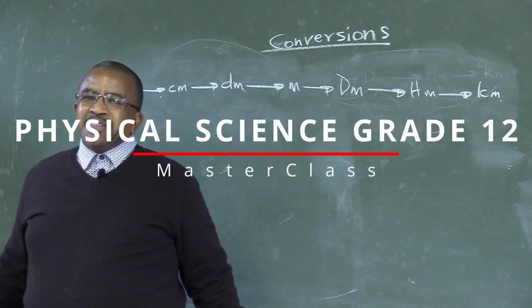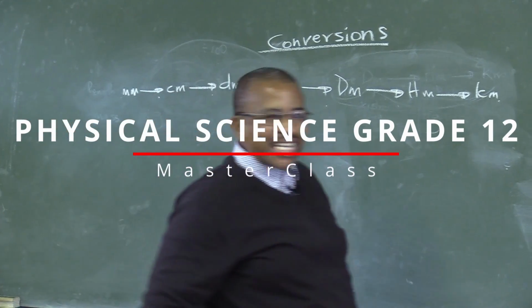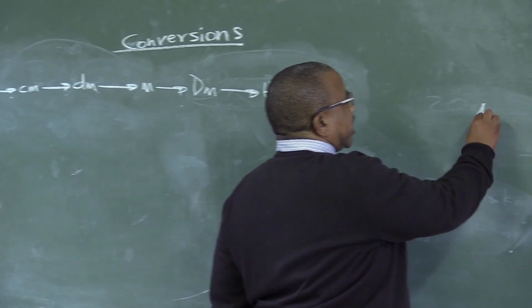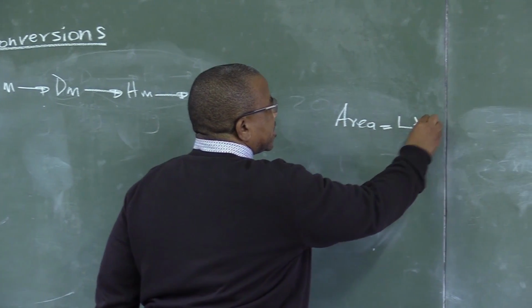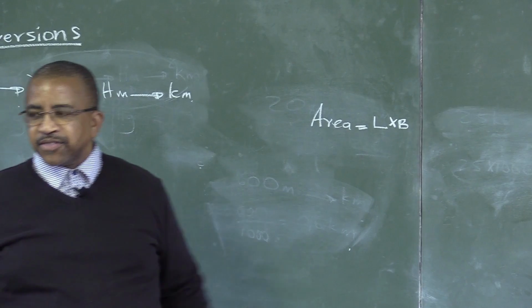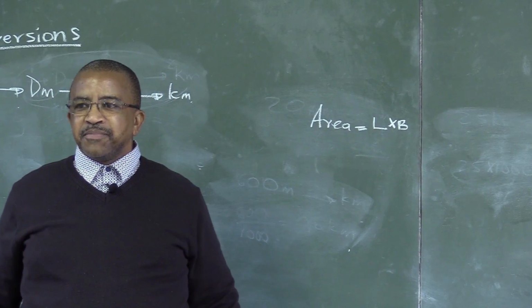Now, mathematically, uma ukalkulata i-area, i-area siyithola kanjani? I-area, it is the length times the breadth. I-area, sifuna i-area, length times the breadth.